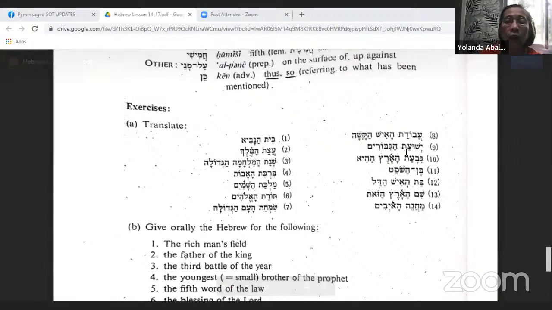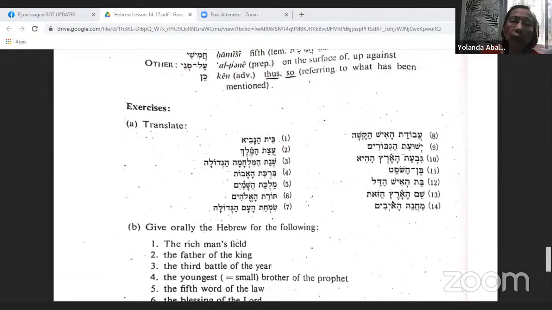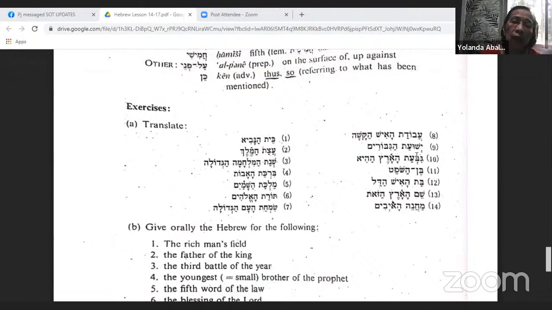Then you have Yeshuat, the salvation of Hagiburim, the warriors. Another word for this, the victory. Yeshuat, the victory of the warriors. Hagiburim. Then we have Gibat, the testimony of Haaretz Ahi, in the land of this.